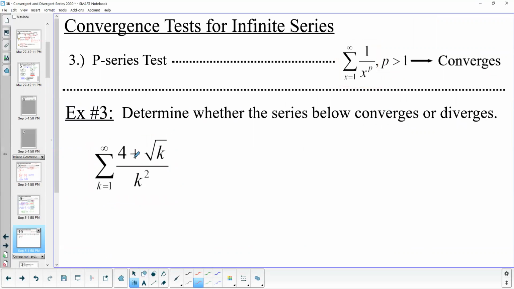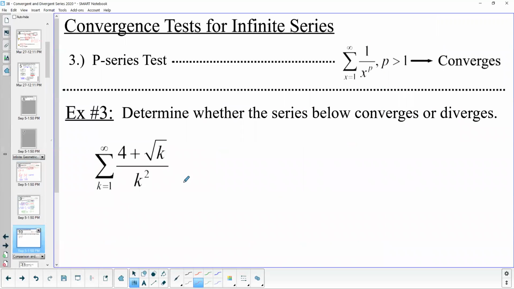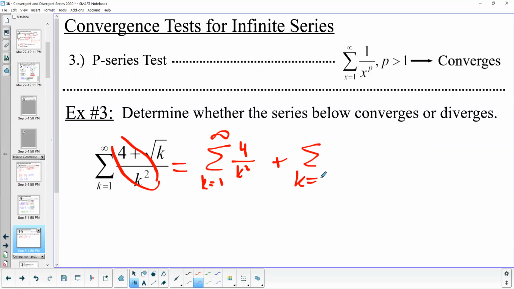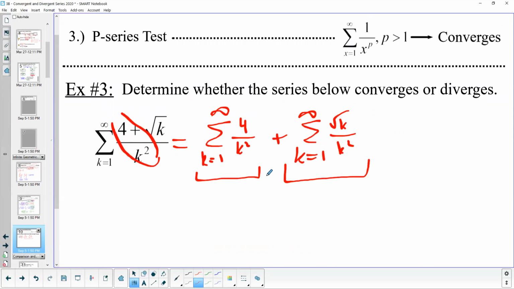The way we do that is the same way we tackled the first question for geometric, and that is if you've got a single term on the bottom, you're allowed to split the fraction. So this series we are going to rewrite as the sum from k equals 1 to infinity of 4 over k squared, plus a separate series of the square root of k over k squared. The idea here is we're going to look at each of these individually, and if we can prove that both of them converge, then we know the sum of the two converges as well.